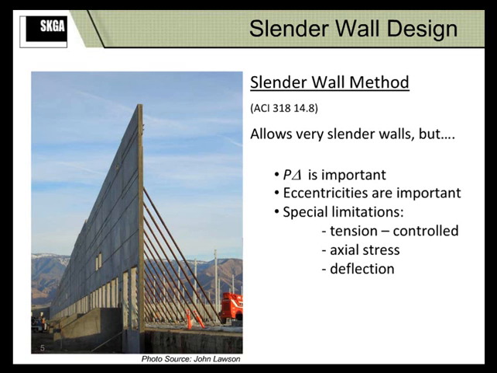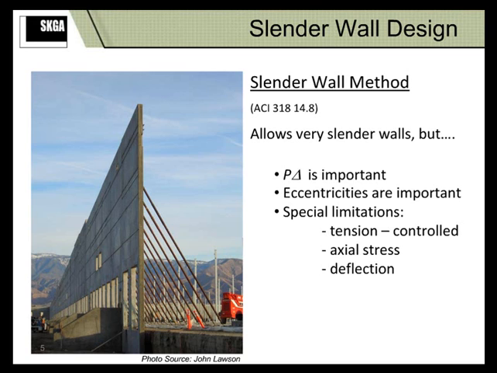Number one is there's a P delta effect, or the second order bending effects, that turns out to be very important, as well as the eccentricities that are loaded. If we have a load at the top of the wall that is eccentric, it creates secondary moments that are also very important. We also have very special limitations.